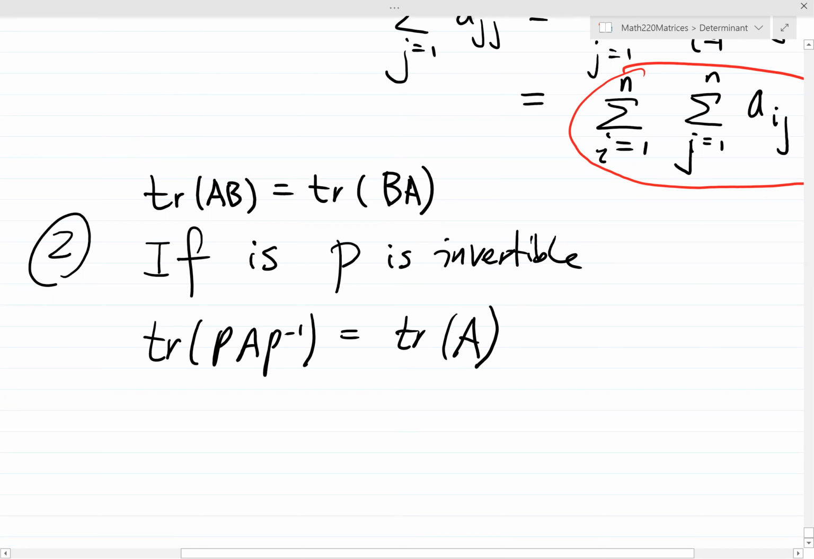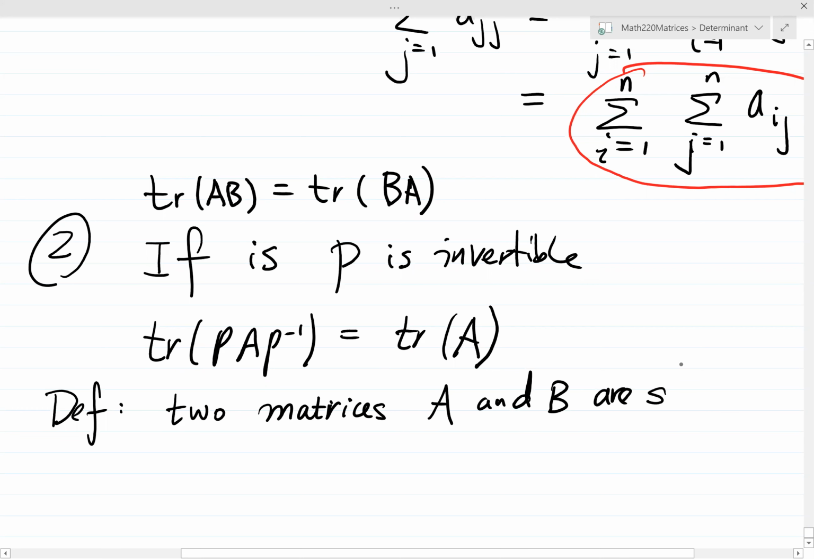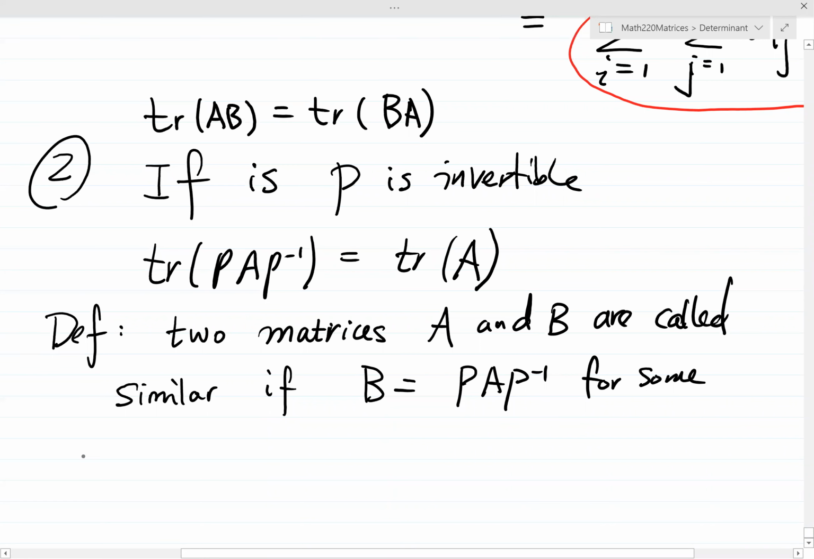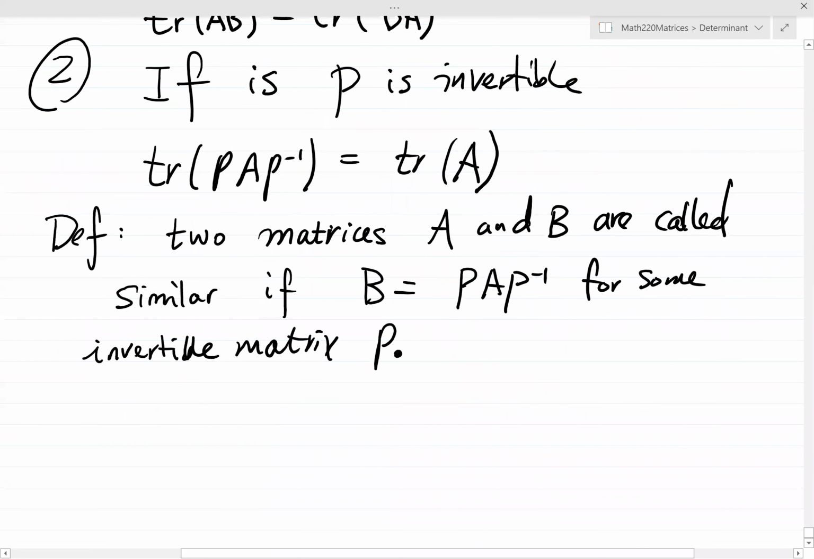Let's give a definition. Two matrices A and B are called similar if B equals P A P inverse for some invertible matrix P. So this tells us similar matrices have the same trace.